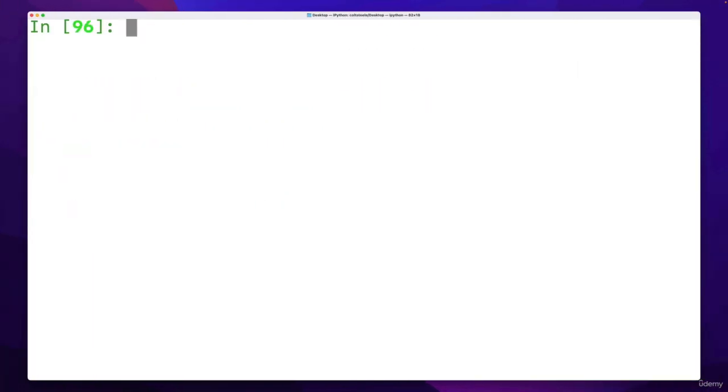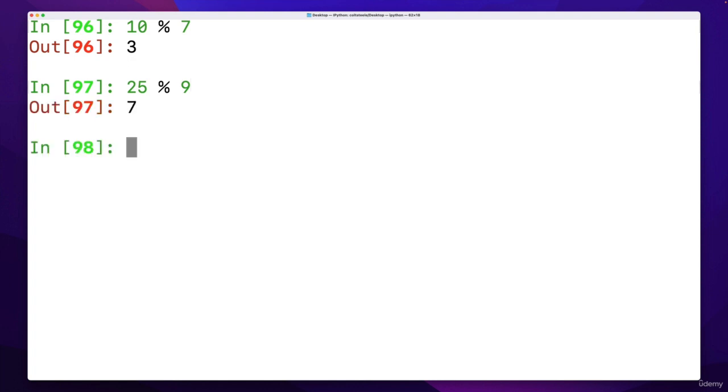So let's try an example here. Let's do a simple one. How about 7? So 10 modulo 7. How many times does 7 go into 10? Just 1. What's the remainder? 3. How about 25 modulo 9? Sure. How many times does 9 go into 25 as a whole number? So that would be, what, 3 times? No, 2 times. That would be 18. And then that gives us a remainder of 7.